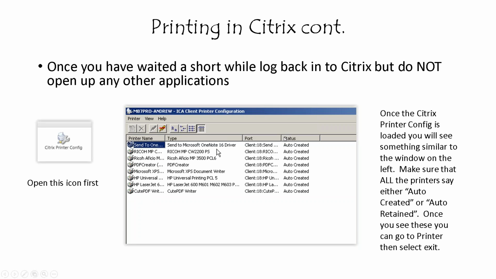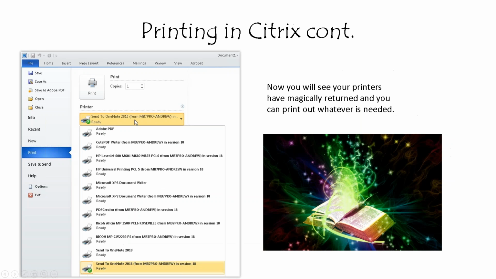What you want to see under the status section is either auto-created or auto-retained. So before you log into anything else, if you click on the Citrix printer icon and this box pops up, what you want to see is auto-created and auto-retained, or auto-retained, and that means your printer should be connected back to Citrix. Then you can go in, and if we were ready to print something, the send to OneNote is gone, but now look, we have all our printers back. It just takes a little bit of patience, because you need to close out and basically reconnect them again.